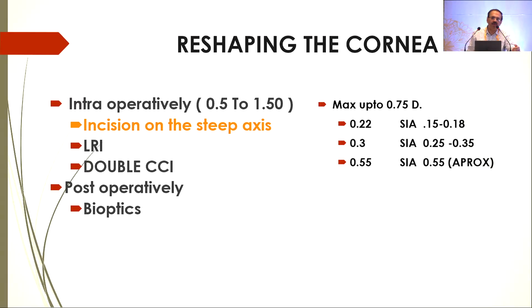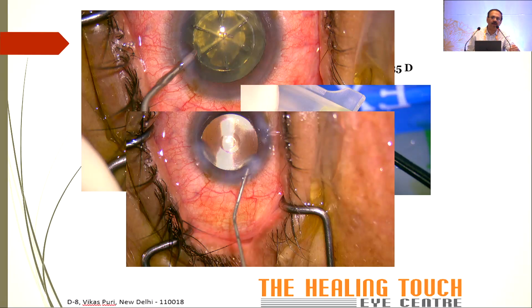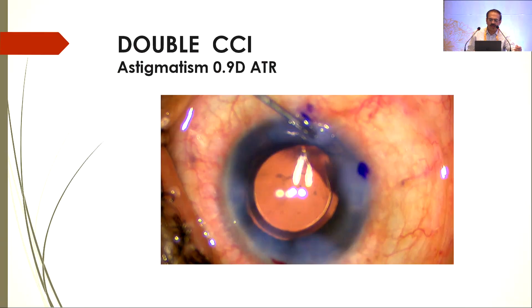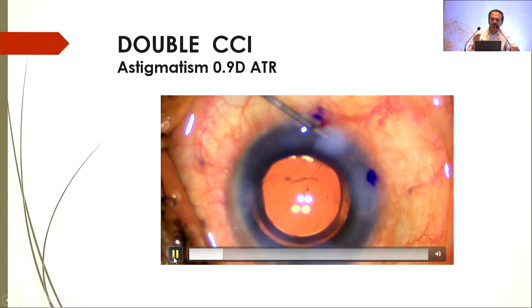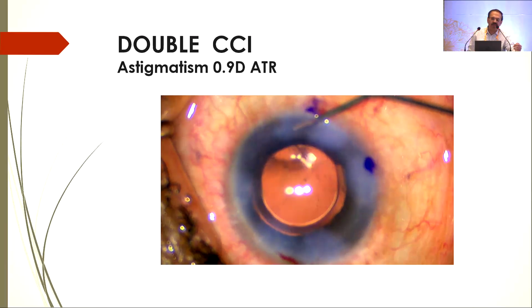LRI can be done manually, but the best way to do it is the femto laser if you have access to it. And double CCI may neutralize an astigmatism up to about 0.75. So this was a young male who had an astigmatism of about 0.75. I had to implant a VVT, and I took the help of an LRI with a flax where the astigmatism got neutralized and the patient did fine. And for an astigmatism of about 0.9, I planned to choose a double CCI, which worked best to neutralize it up to about 0.8 or 0.75, and a residue of less than 0.5 was well accepted.